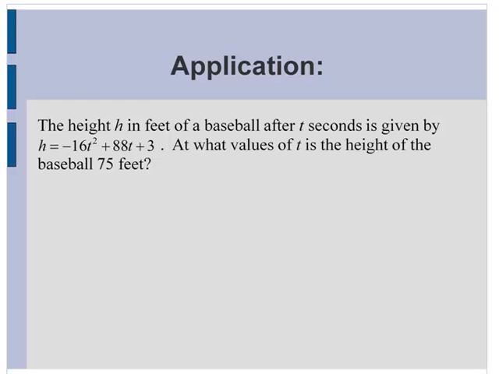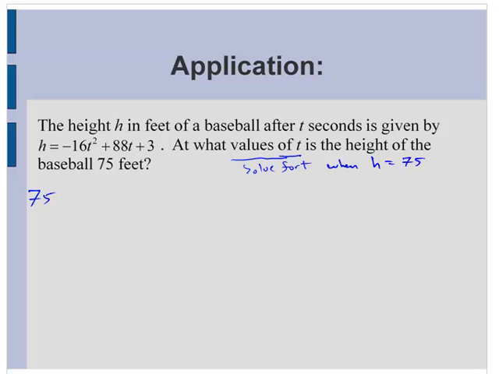Alright, so suppose the height h in feet of a baseball after t seconds is given by the formula h equals negative 16t squared plus 88t plus 3. At what values of t is the height of the baseball 75 feet? So we want to solve for t. At what values of t? So solve for t. Is the height 75 feet when h is 75?